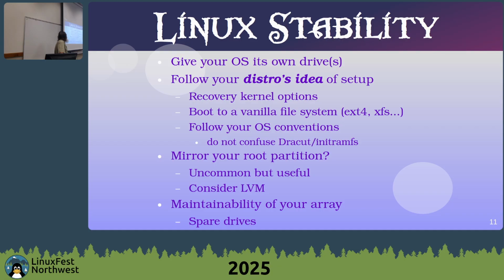And so what is more reliable in the Linux world is to give your OS its own drives and follow your distro's idea of a setup. That gives you recovery kernel. It gives you drives with an installation and recovery plan that has been supported by decades now, and are unlikely to confuse your dracut or your update initramfs process, which is going to remember all of your UUIDs for all your partitions.